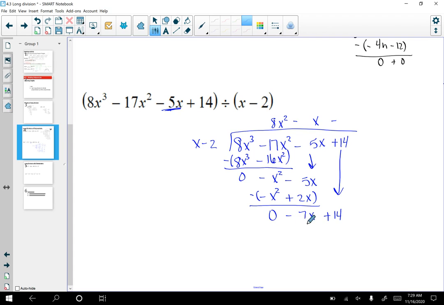How can I get negative 7x from x? I need to multiply by negative 7. Negative 7 times x gives me negative 7x. Negative 7 times negative 2 gives me plus 14. Remember, I subtract that whole thing, so I have negative 7x plus 7x gives me 0. 14 minus 14, we distribute that negative, it gives me 0. A remainder of 0, nothing more to bring down, so we know we're good to stop. Our answer is 8x squared minus x minus 7. Go ahead and circle that.